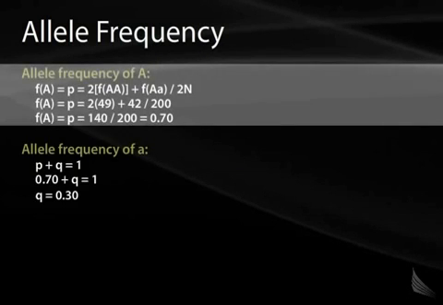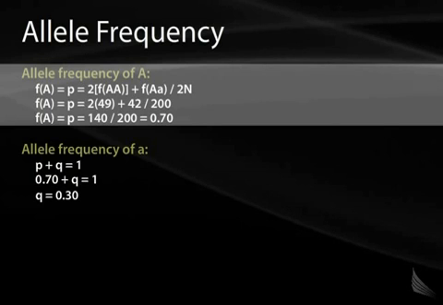Let's look at how we'll figure this out. We're just punching in our equation, right? So for the frequency of big A, that's our P. We're going to take 2 times the number of big A homozygotes. We're going to add to that the number of heterozygotes, and then we're going to divide that number by 2 times the population. So we'll have 2 times 49 plus 42, that gives us 140, and divide that by 200, 2 times 100. 140 divided by 200 is 0.7, so the frequency of big A is 0.7.